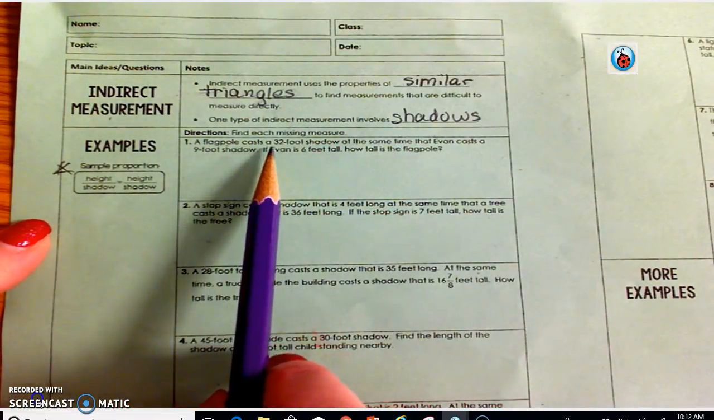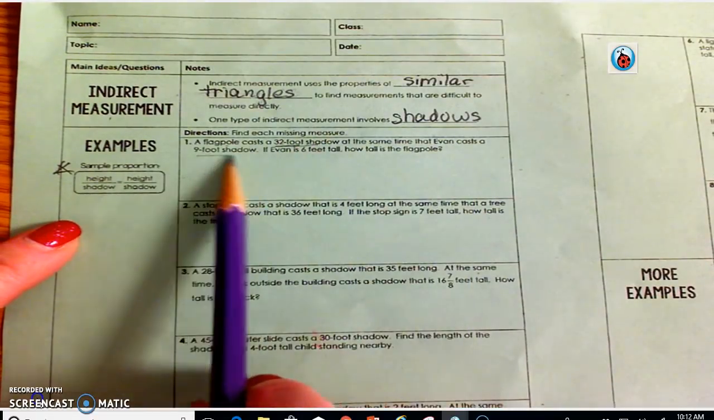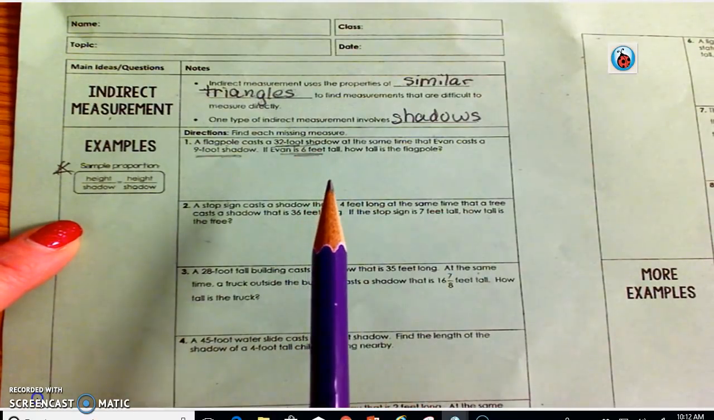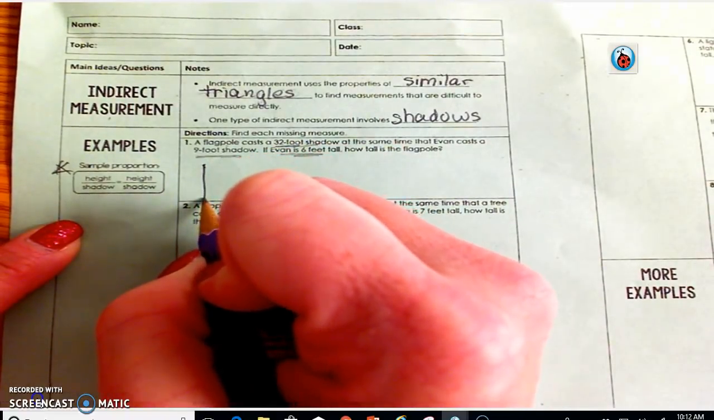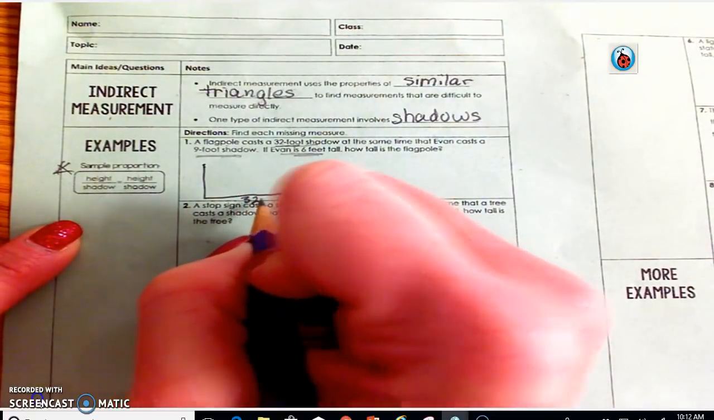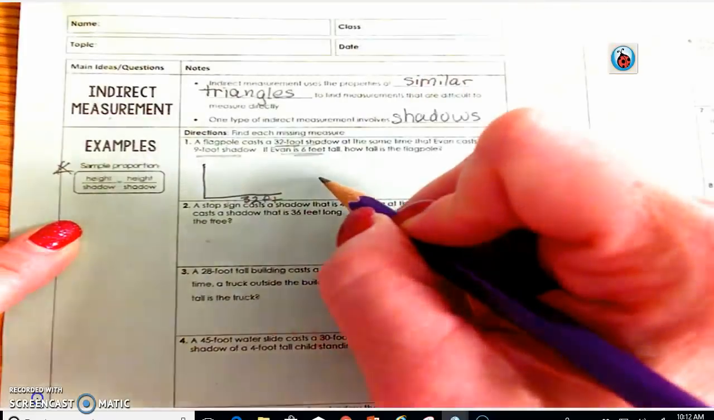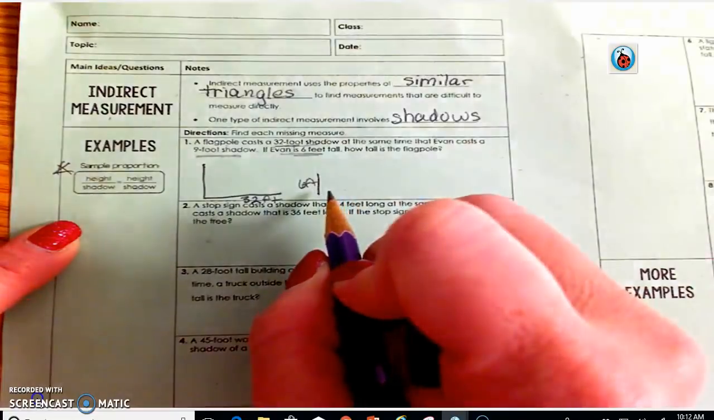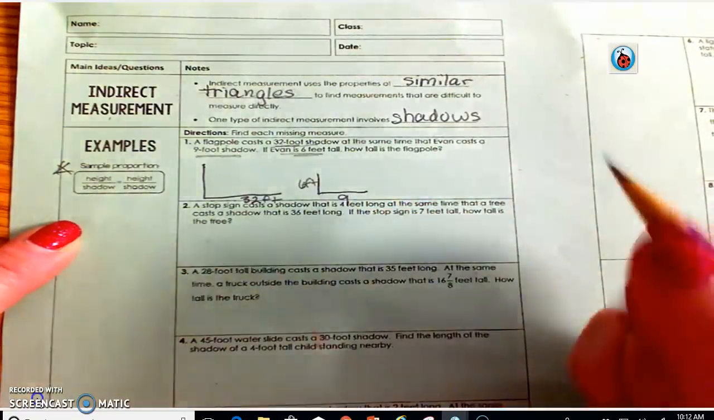A flagpole casts a 32-foot shadow at the same time that Evan casts a 9-foot shadow. If Evan is 6 feet tall, how tall is the flagpole? I'm going to start off and draw a picture. Here's the flagpole and it has a 32-foot shadow. And then here we have Evan, who is 6 feet tall, and Evan casts a 9-foot shadow.